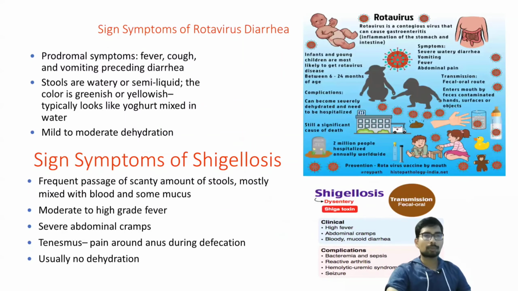Rotavirus diarrhea symptoms include prodromal symptoms, fever, cough, vomiting preceding diarrhea, and stools are watery or semi-liquid. The color is greenish or yellowish, typically looking like yogurt mixed in water. Mild to moderate dehydration will be there. Symptoms of shigellosis: frequent passage of scanty amounts of stools, mostly mixed with blood and some mucus, moderate to high-grade fever, severe abdominal cramps and tenesmus, pain around the anus during defecation, and usually no dehydration.